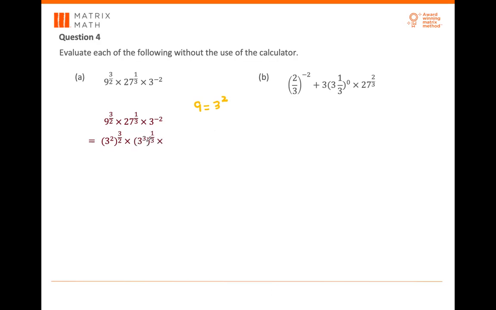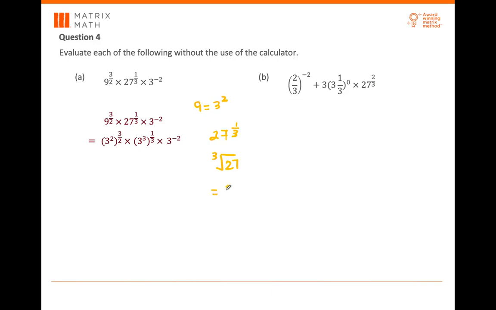Recall what is 27 to the power of 1/3. So 27, you can change it to 3 cubed, which is 3 to the power of 3 and 1 over 3, times 3 to the power of minus 2. Another way we could do it is that 27 to the power of 1/3 is basically the same as the cube root of 27.